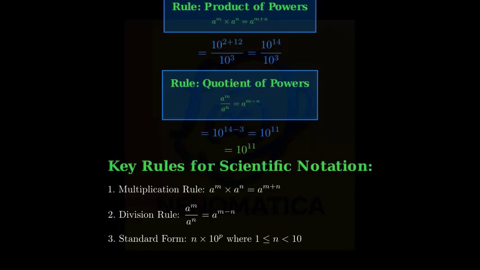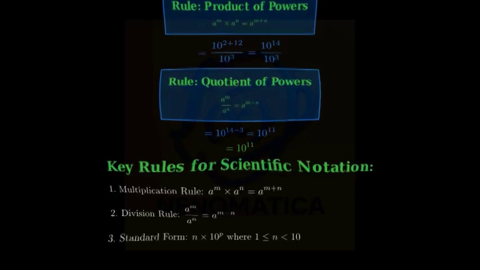In summary, when working with scientific notation, remember these key rules. First, when multiplying powers with the same base, add the exponents. Second, when dividing powers with the same base, subtract the exponents. Third, when simplifying large numbers, convert them to scientific notation by expressing them as a number between 1 and 10 multiplied by 10 raised to the appropriate power. These rules make calculations with very large or very small numbers much more manageable.